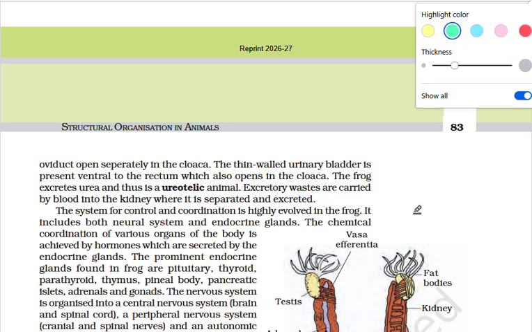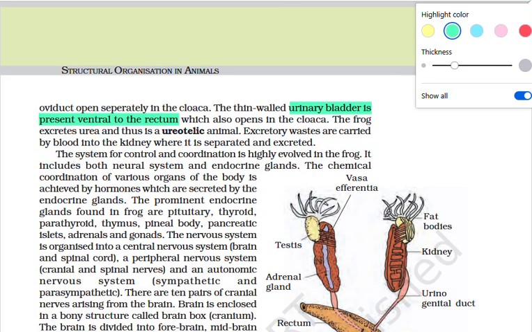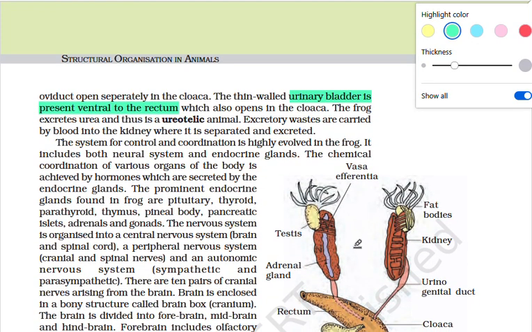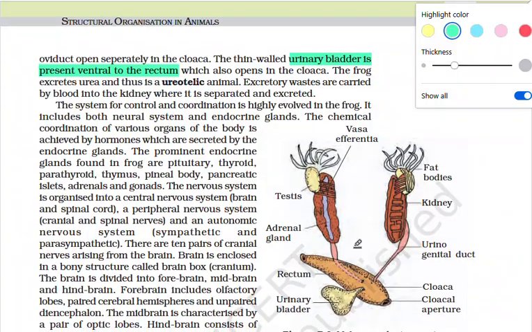The thin-walled urinary bladder is present ventral to the rectum. So again, important line: urinary bladder is present ventral to rectum. You have to remember this, which also opens in the cloaca. The frog excretes urea and thus is a ureotelic animal. Excretory wastes are carried by blood into the kidney where it is separated and excreted.